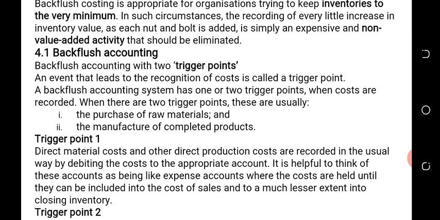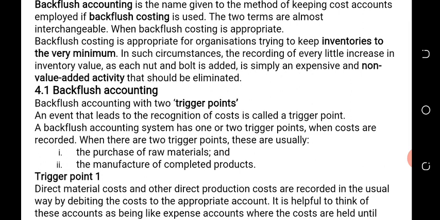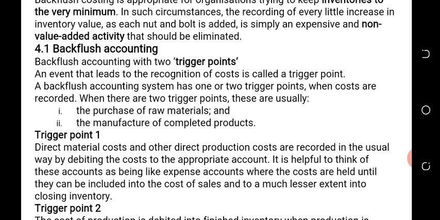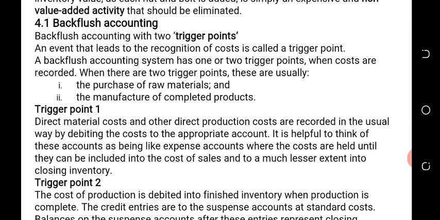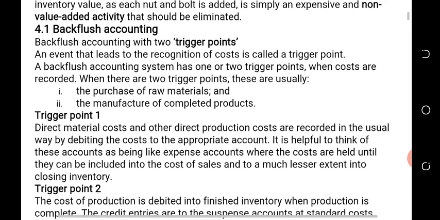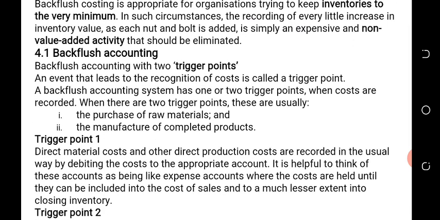Backflush accounting with two trigger points. In Backflush accounting, we have two trigger points, two phases of recording transactions. Now, an event that leads to the recognition of cost is called a trigger point. In Backflush accounting, any event that leads to the recognition of cost may incur inventory. So inventory will lead to the recognition of cost. That point is a trigger point.